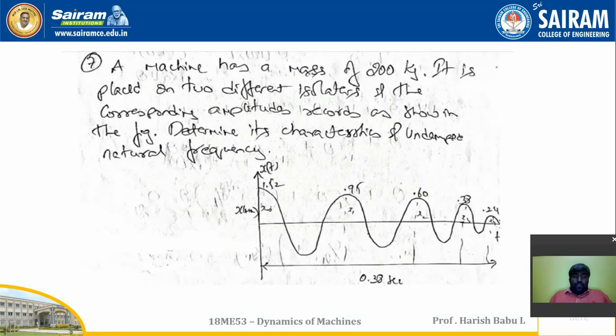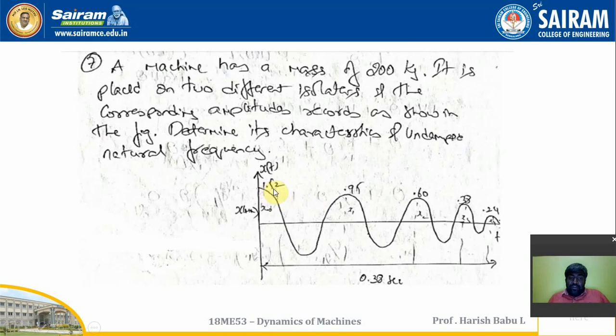So coming to the next problem, a machine has a mass of 200 kg. It is placed on two different isolators. The corresponding amplitudes are recorded as shown in the figure. So determine its characteristics and undamped natural frequency. This is the response received from the machine. You can see that it is gradually reducing, exponentially reducing to zero. So it is an underdamped system.